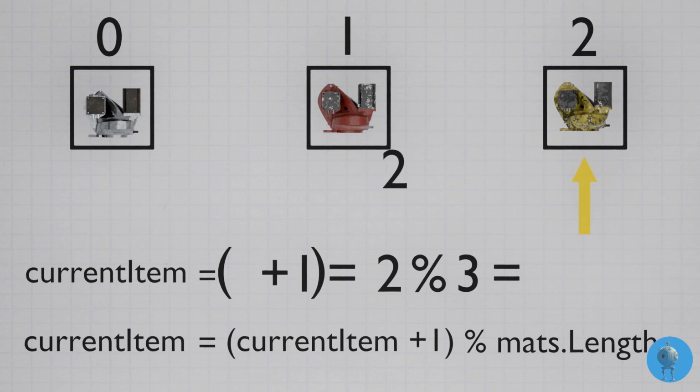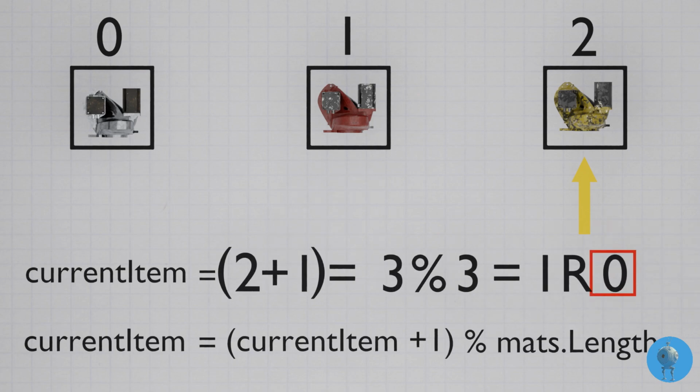The third entry gives us a value of 2, adding 1 gives us 3. We can fit 3 into 3 of the match length, or the array length, giving us an equation value of 1 with nothing left, so the remainder is 0. And this brings us back to the first entry, the value of 0.